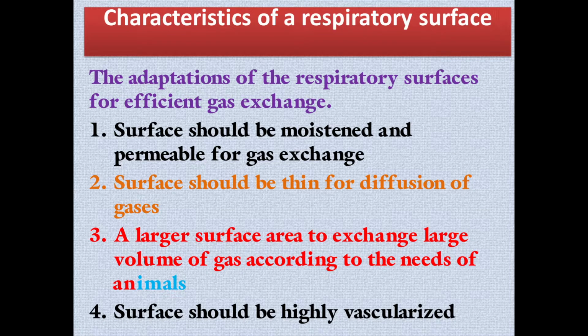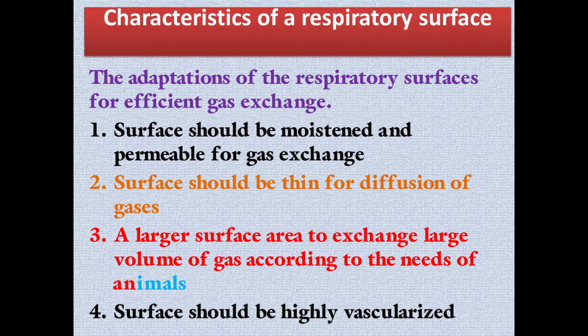Another adaptation is that the surface should be thin for the diffusion of gases. If the surface is so thick, it is difficult for the gas particles to pass through. So the surface should be thin for the diffusion of gases. And the surface area should be large in order to give the required surface for gas exchange. And the surface should be highly vascularized. The surface should be provided with a large number of blood capillaries.